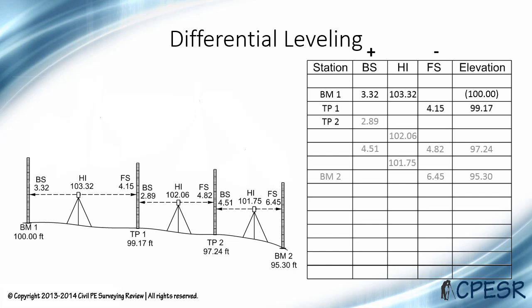Same with TP2. Backsight is pointed towards TP1. HI goes next to the backsight, which is again the elevation 99.17 plus 2.89. And that gives you your HI. And then the foresight goes next to TP2 because that is the unknown point. And so we get the elevation at TP2, which is now a known point. So again, for BM2, the backsight goes next to TP2. You got the HI next to TP2, and that number is subtracted from the foresight, which goes next to BM2, and then the elevation goes next to the foresight, which is the BM.